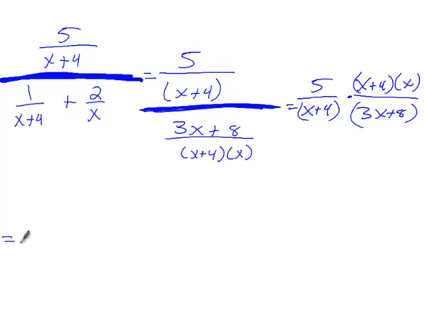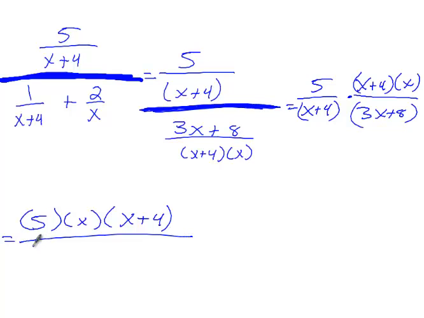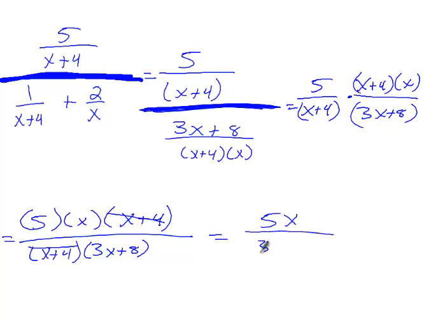I have multiplication of two fractions, so I'm just going to list out all of my factors. So I have a 5 on top, I have an x on top, I have an x plus 4, all over, I have an x plus 4, and I have a 3x plus 8, which you told me already cannot be factored. So now, anything match from top to bottom? X plus 4s. So I get as a final answer 5x over 3x plus 8. And this is the simplified form of this big nasty thing.